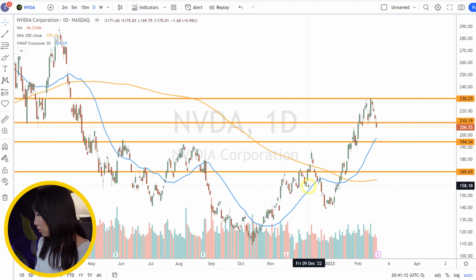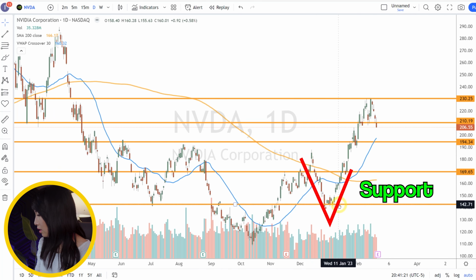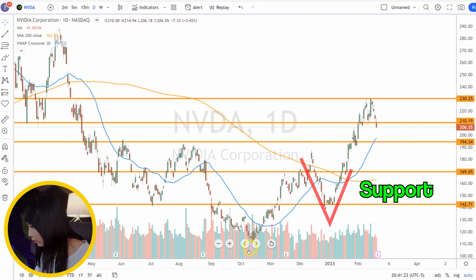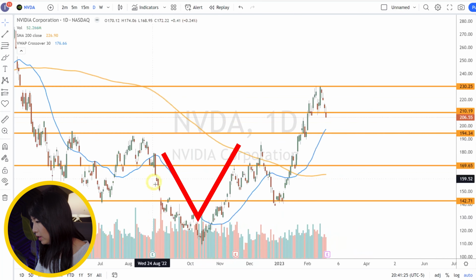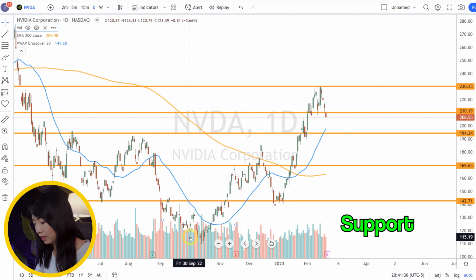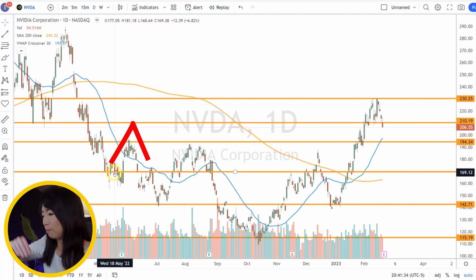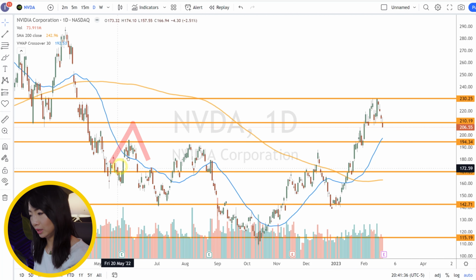So over here is another V shape on the support area. You can see the stock form a V shape on the sell off and bounce, so this area is also another significant support. Over here, once again, you have another V-shaped recovery, so another area of support down here around 115. And over here, when it forms an upside down V shape, when it peaked and sold off, that's another resistance.